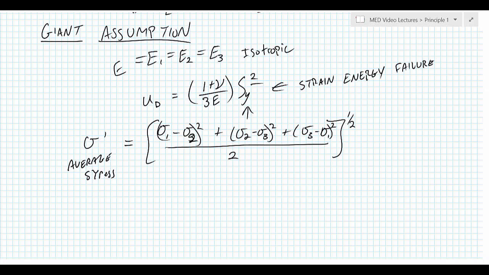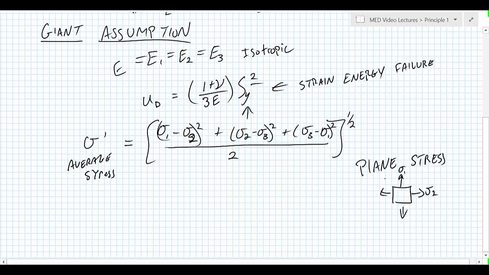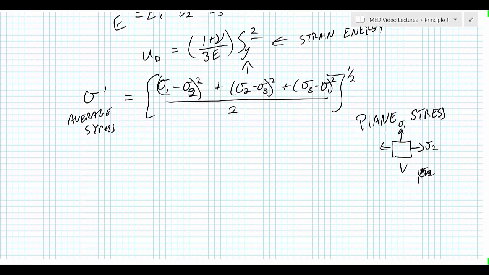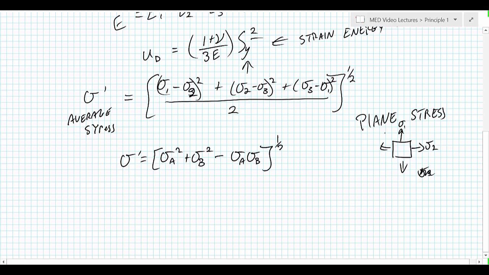Now, for many situations, on the outside surface of materials, we're worried about plane stress. And in plane stress, we have principal stresses in two directions, but not in the third. So one of the sigmas equals 0, not necessarily sigma 3. We'll use the ordering system where sigma 1, 2, and 3 are in order of maximum. So under that concept, we'll use sigma A and sigma B here. And then we can say that sigma A squared plus sigma B squared, which are the two non-zero ones, minus sigma A times sigma B, to the 1/2.